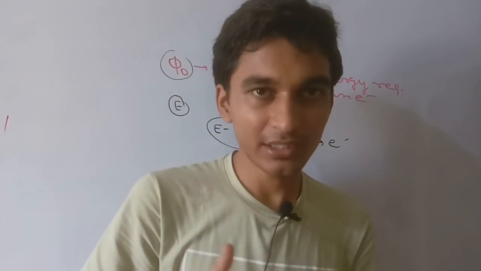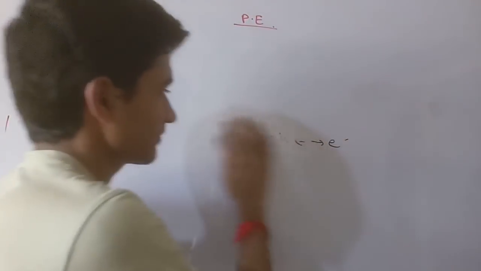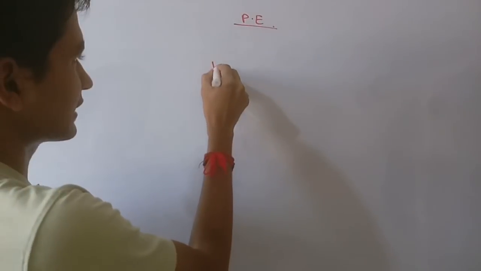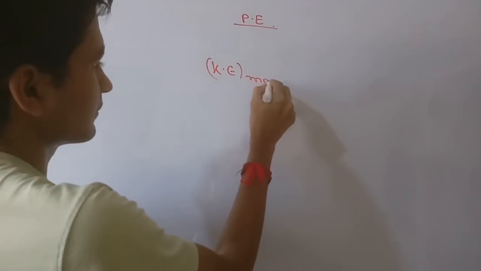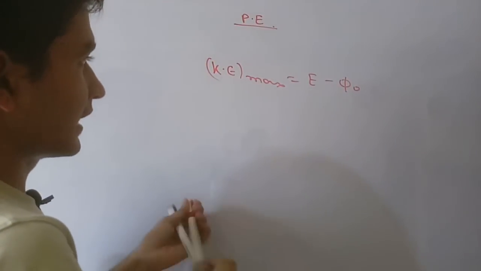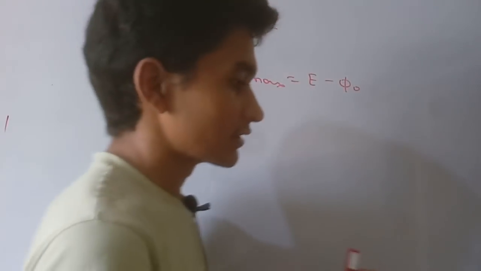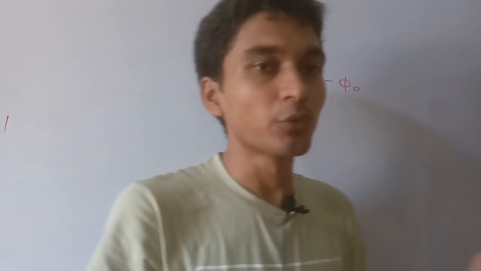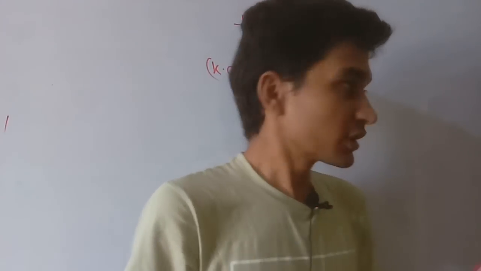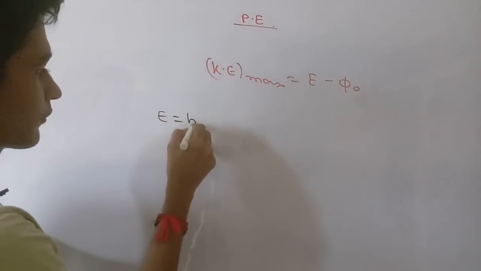Now on the basis of this general concept, we have framed the formula that you can also frame: the maximum kinetic energy is equal to E minus phi naught. And this E can also be written, because we are giving light and energy is given in the form of photons, so we put E as the energy of a photon, and the energy of a photon has a formula you all know, h nu.